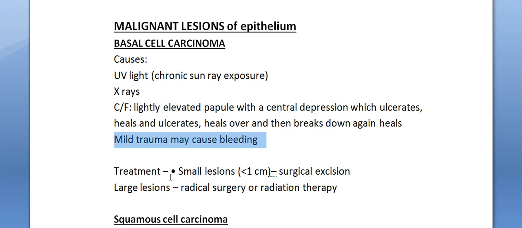Mild trauma can cause bleeding easily. For smaller lesions, treatment is surgical excision. For larger lesions, in addition to surgery, that is radical surgery, meaning excision of more than what is required, radiation therapy is given, that is exposure to X-rays.